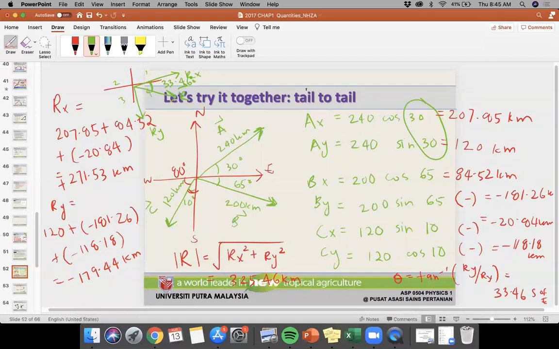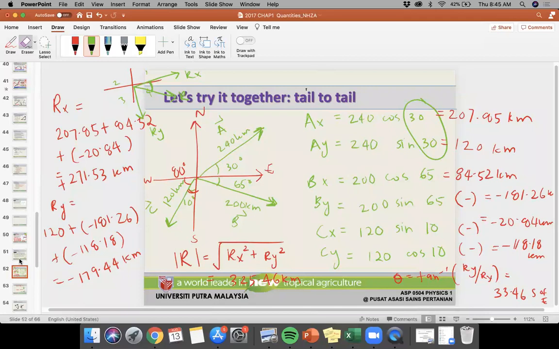South of east is correct. Always look back, check whether the logic makes sense, yes? Doctor, instead of south of east, can we use below the x-axis? Negative x-axis. Instead of south of east, you use the x-axis.